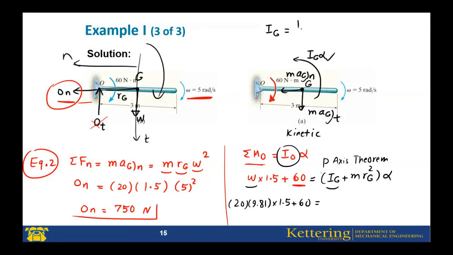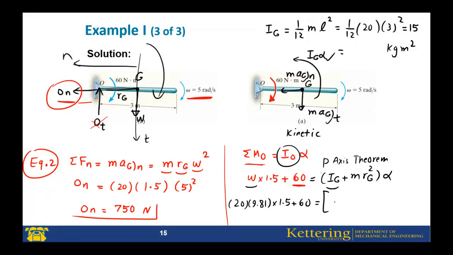IG for the rod, it is 1/12 m l squared. Let me check if this is correct. Yes. It is 1/12, the mass of the rod, 20, the length of the rod, 3 squared. If you calculate this one, 180 divided by 12, this is 15. What's the unit of this one? It is kilogram meter squared.